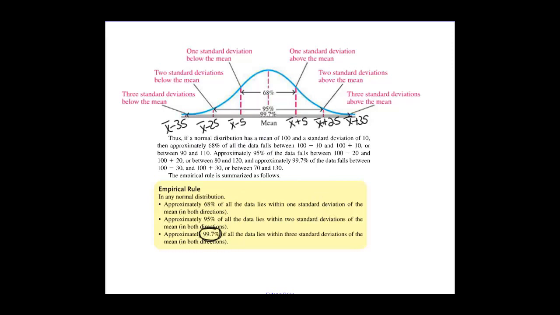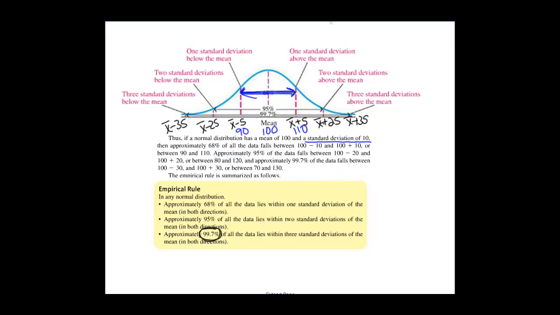Let's use the example they've given you in the book. Let's say that there is a mean of 100. So if the mean of the data is 100, and we know that there's a standard deviation of 10, then one standard deviation above the mean would be 100 plus 10, which is 110, whereas the mean minus one standard deviation would be 90. So we would see that 68% of your data would fall between 90 and 110.